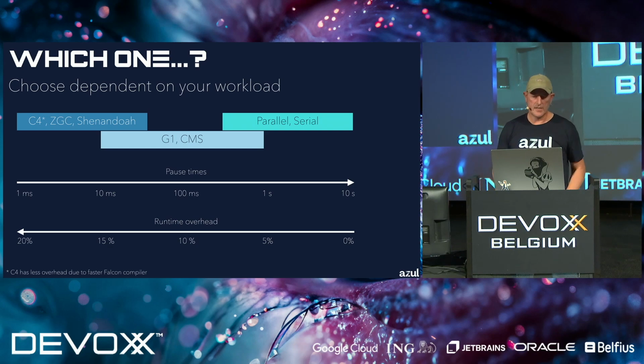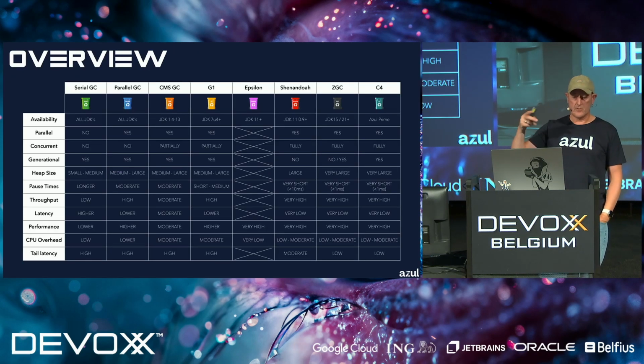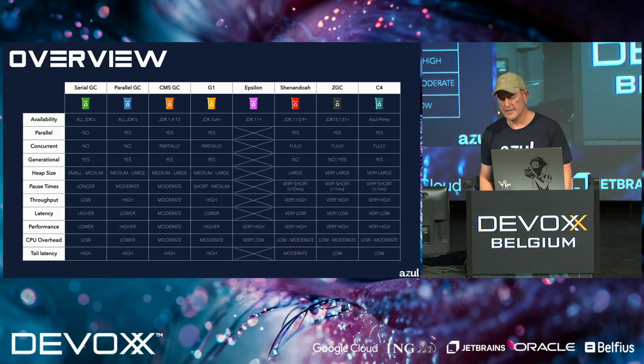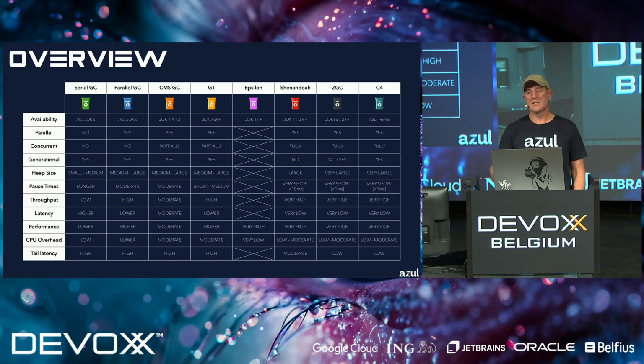And you need to make a decision. To give you an idea, I created an overview where you have all these collectors with all the different features that they have. Then it should make things easier to select the right collector. But usually, if G1 works for you, great. You don't have to change it, right?